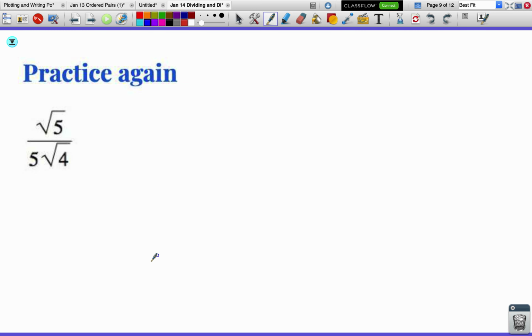All right, let's try one like this. So quotient rule would be a bad idea here because 5 over 4, that can't be simplified. But square root of 4, that's just a 2. So let's not miss out on opportunities where this can just become a 2. And we've got the square root of 5 over 5 times 2. And that becomes the square root of 5 over 10.